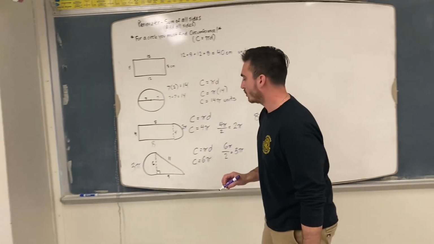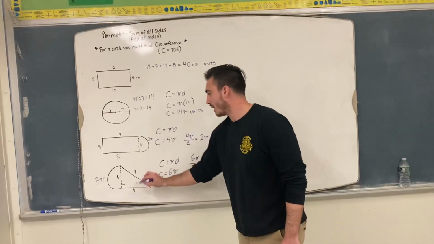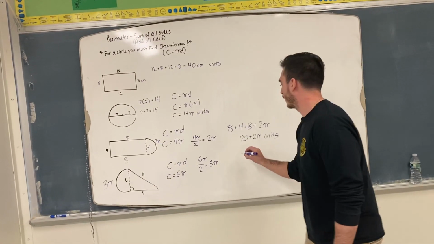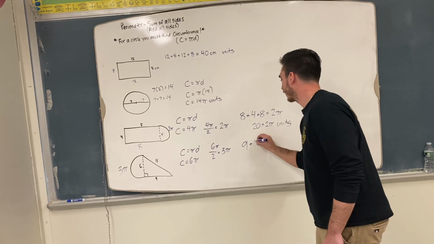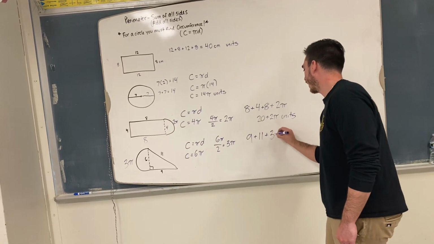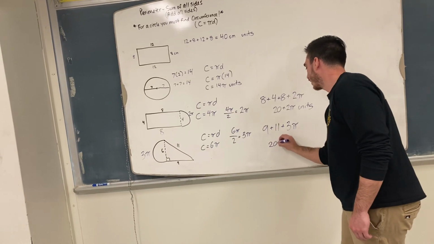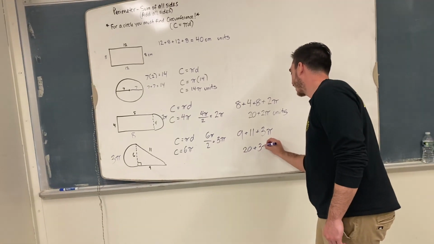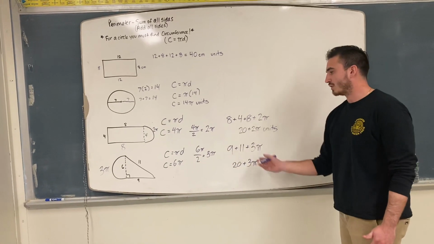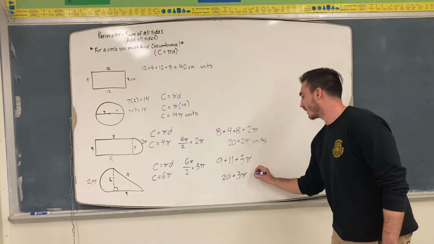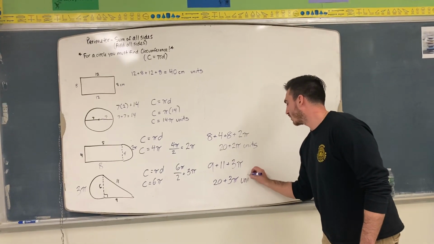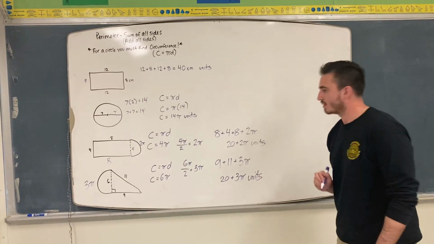And now I am going to add up all my sides. I'm going to add up the 9, the 11, and the 3 pi. So I have 9 plus 11 plus 3 pi. Combine like terms, you get 20 plus 3 pi. Again, you can convert this into a decimal if you would like to. I'm just going to keep it like this and just write units at the end of it. And that's it.